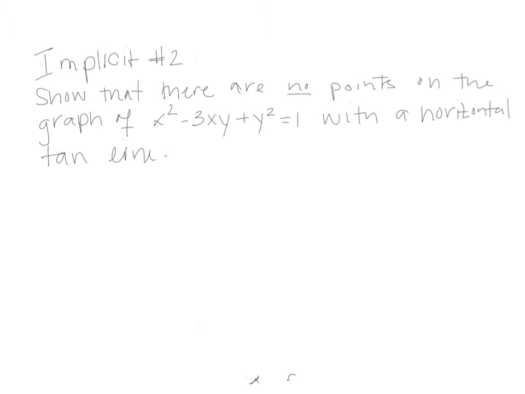This is the implicit question number 2, promised from last time. Show that there are no points on the graph of x squared minus 3xy plus y squared equals 1 with a horizontal tangent line. If you'd like to solve this on your own, please pause the video here. The idea of a horizontal tangent line, as we've discussed, is that the derivative, or y prime, has to equal 0.